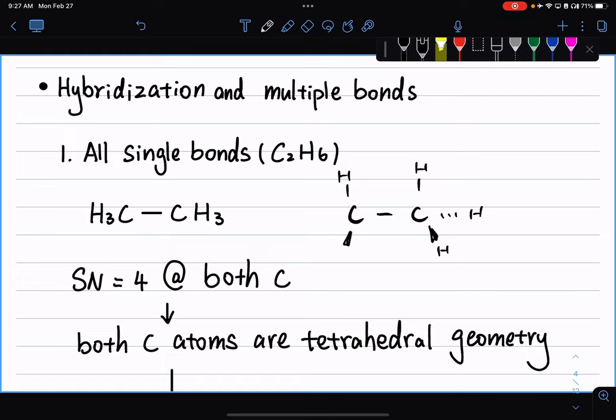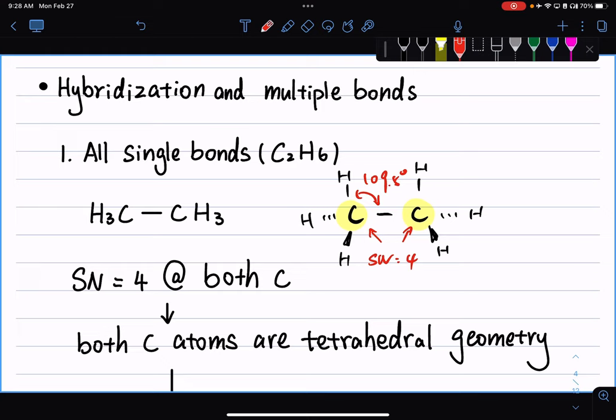Each carbon here has single bonds to 4 different other atoms. And if you count the steric number at both carbons, the steric number always equals 4. Here, the bond angle is about 109.5 degrees. That's a quick review on VSEPR.